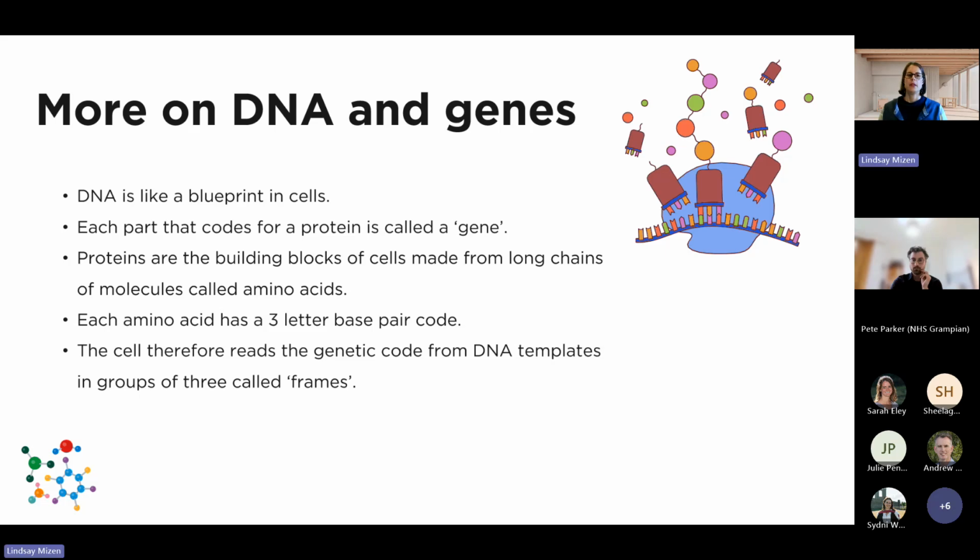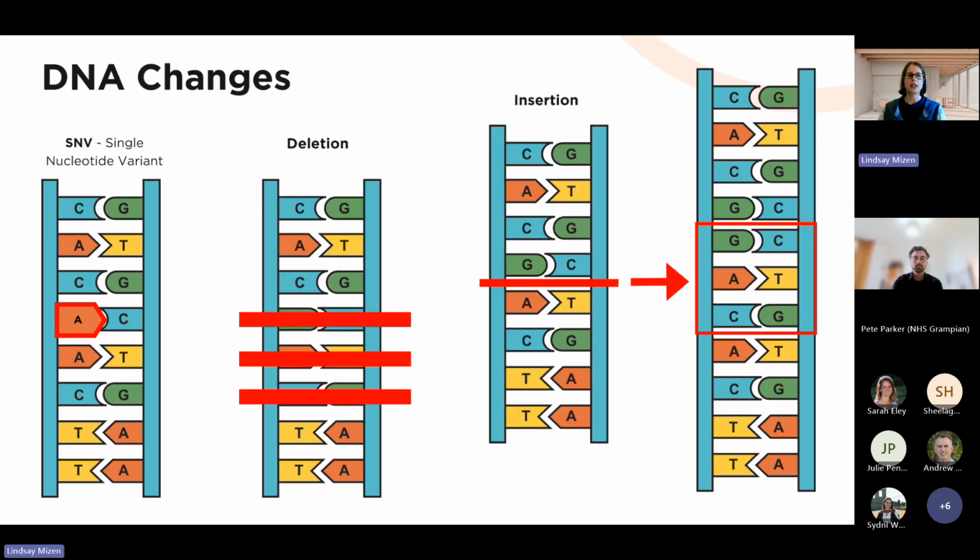So when the cell is using the genetic code to make proteins, it is reading it in these groups of 3, and they are called frames. Hopefully that makes enough sense. So I wanted to introduce you to the idea of DNA changes.